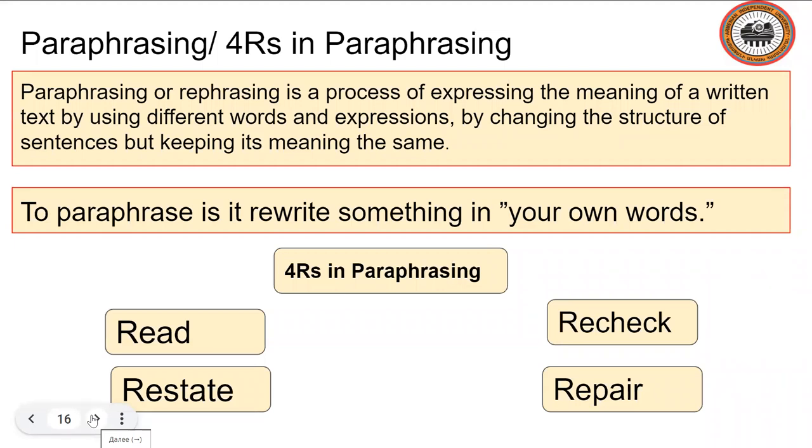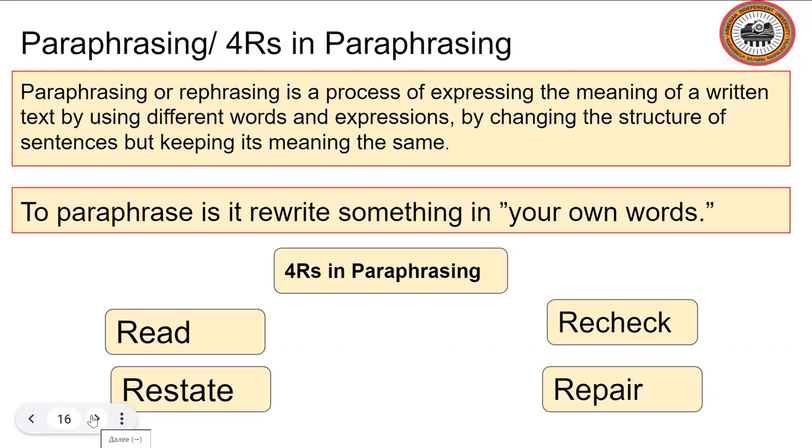The second one, which belongs to me because I found the bookish explanations hard: to paraphrase is to rewrite something in your own words. Here, I would like to present to you the principle of four R's. Read, restate, recap, repair. How do I actually do it when I write something? I would like to share with you my experience.